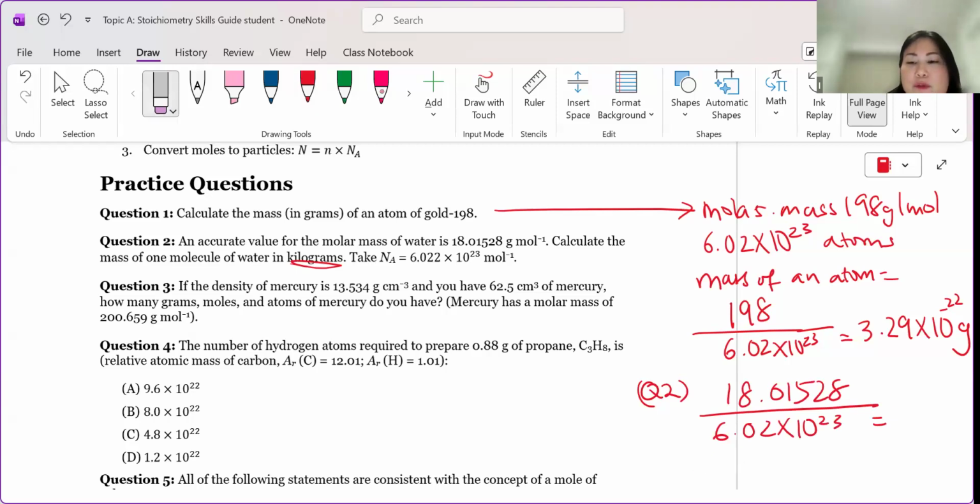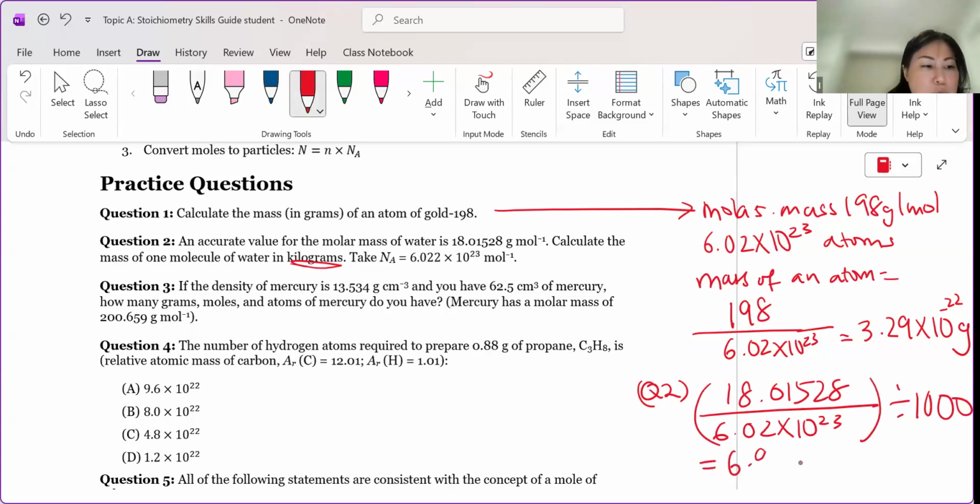Okay, so after you have gotten this, the answer is in grams. But the question says, give the answer in kilograms. So with this answer in grams, we will have to divide by 1,000 to convert it into kilograms. And if you do that, you will be getting 6.922 times 10 to the power of minus 26 kilograms per molecule of water.